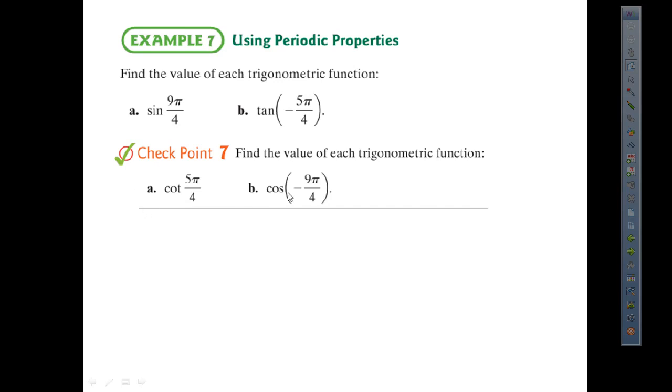All right, I want you guys to try these two, and I'm going to show you the answer, but I want you to check your work. Pause the video, give these two a try, and then turn the video back on and check your answer, and I'll show you the answer in 3, 2, 1.